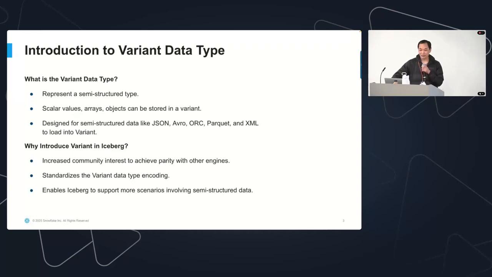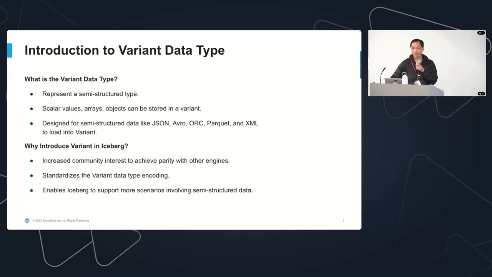Variant represents a semi-structured type. Daniel or others have given a little bit of background on variant. It represents semi-structured data, for example XML or JSON, mostly the JSON data type. Of course, variant is not only for storing JSON; you can store primitive types as well. Basically, variant arrays and objects can be stored in variants.